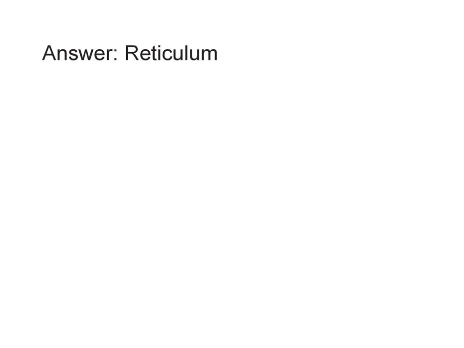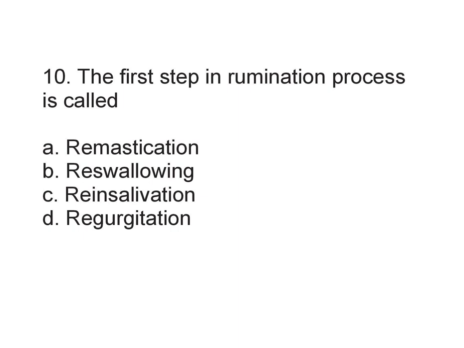Number 10. The first step in rumination process is called A. Remastication, B. Reswallowing, C. Reinsalivation, or D. Regurgitation. The answer is regurgitation.